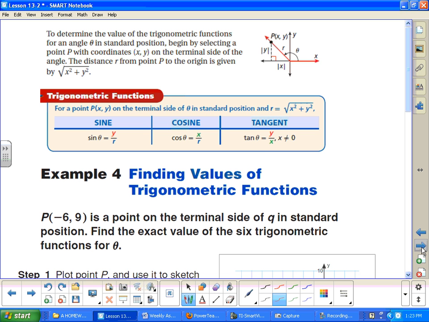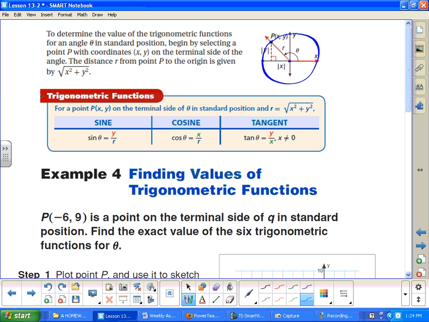Not only does it represent the hypotenuse, but think about it this way. What did I just kind of draw? A circle. And what does R represent on a circle? The radius. So when we're talking about R, we're talking about a circle drawn through that point where the center is at the origin. R really represents the radius of the circle.